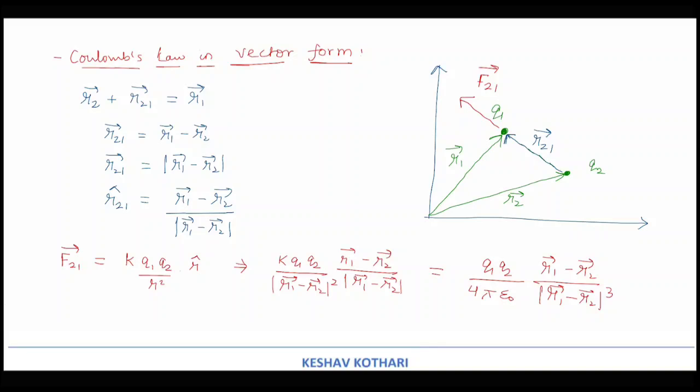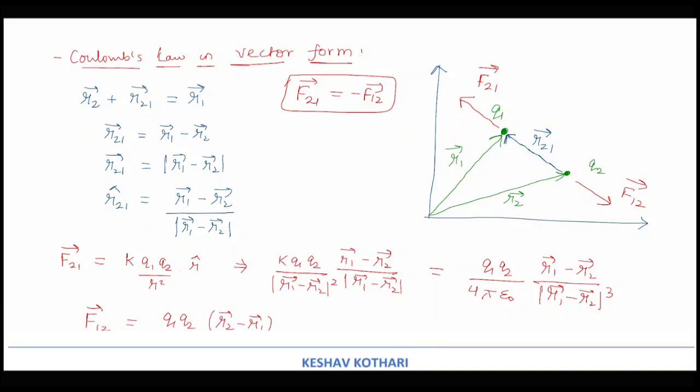If we wish to write F12, since the force is equal and opposite in nature, which we have already learnt in lecture 1, F21 vector is equal to minus F12 vector. So we can directly write over here that F12 vector is going to look like Q1 Q2 upon 4 pi epsilon naught, into R2 vector minus R1 vector upon the mod value of R1 vector minus R2 vector cube. So this is going to be F21 and F12 in vector form.